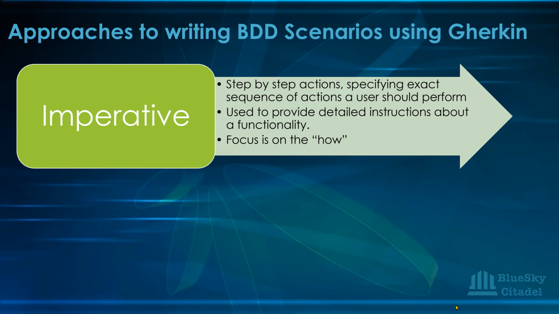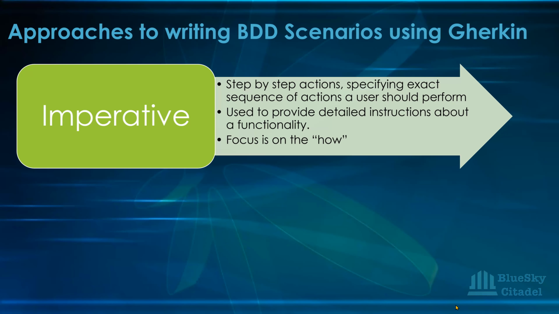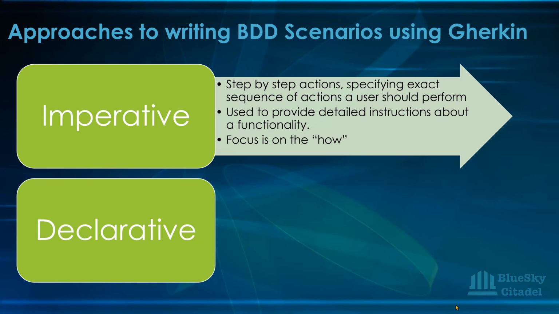The next one is the declarative Gherkin. So the declarative Gherkin focuses on the what. So what is the declarative Gherkin? This focuses on describing the desired outcome without specifying the exact steps to achieve it.